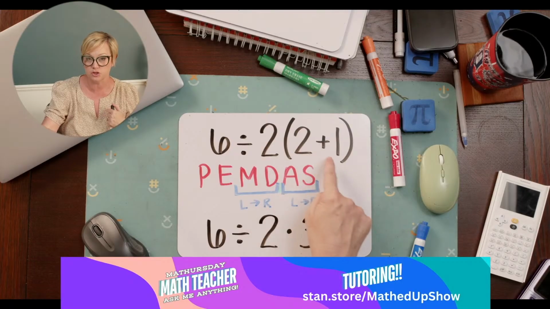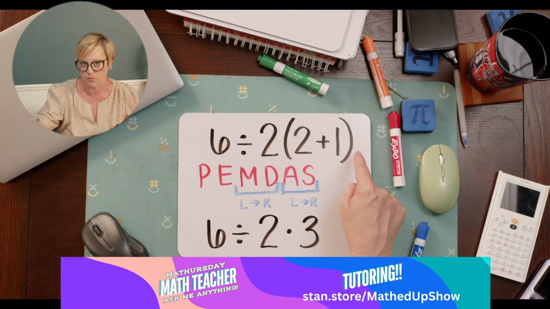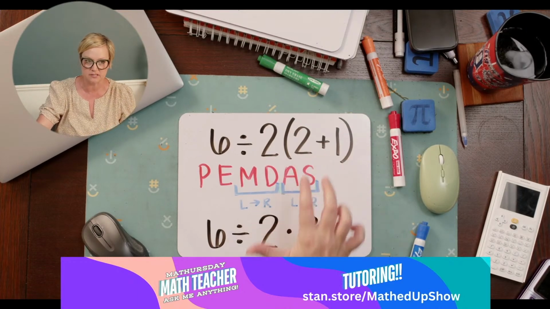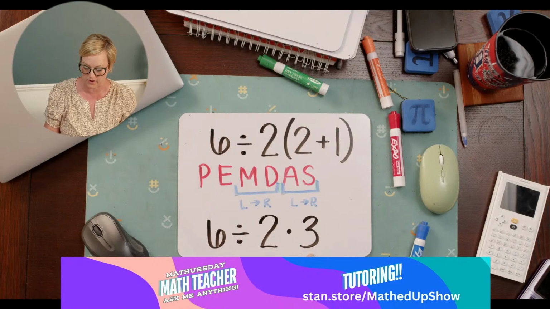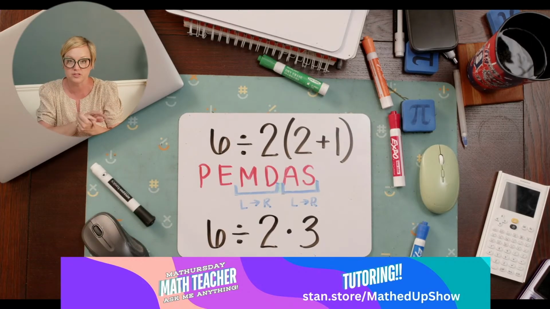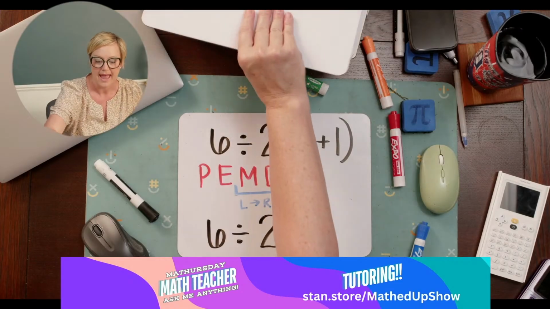2 times 2 plus 1. This is a 6 divided by 2 times 2 plus 1. Okay. So here I'm going to take care of my parentheses first, and that gives me the 3. So now I've got 6 divided by 2 times 3. If I were thinking, okay, now I have to do the multiplication, right? Now I would have 2 times 3, which is 6. And then I would do division. 6 divided by 6 would give me 1.